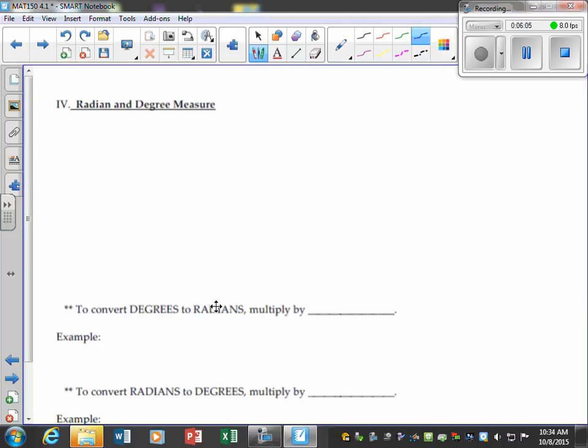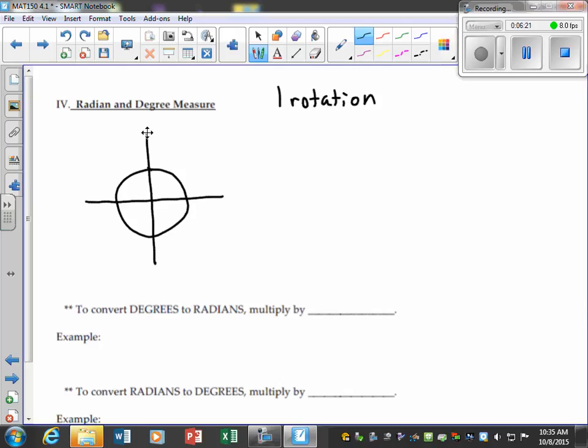Alright, so the radian measure. Let's recall from the last lesson. If I have this circle, what is 1 rotation all the way around? 1 rotation is 360. So what does that tell us about S, our arc length? If I'm going all the way around, what is our arc length equal to? It's 360. It's still all the way back around.